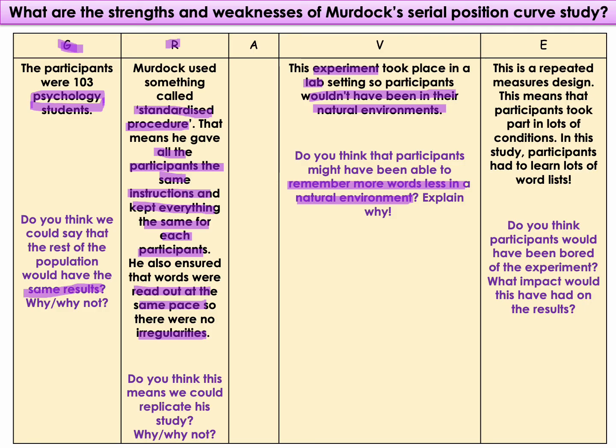And then finally, E for ethics. It was a repeated measures design, which meant that participants took part in lots of conditions. So when we went through the procedure, I explained that they had 20 lists of words. Some lists were as short as 10, some were as long as 40. And so they had to learn a lot of word lists. Do you think that participants would have been bored in this experiment, and what impact might this have had? So if you need to, jot your answers down. In 5 seconds, we'll look at the completed evaluation points.